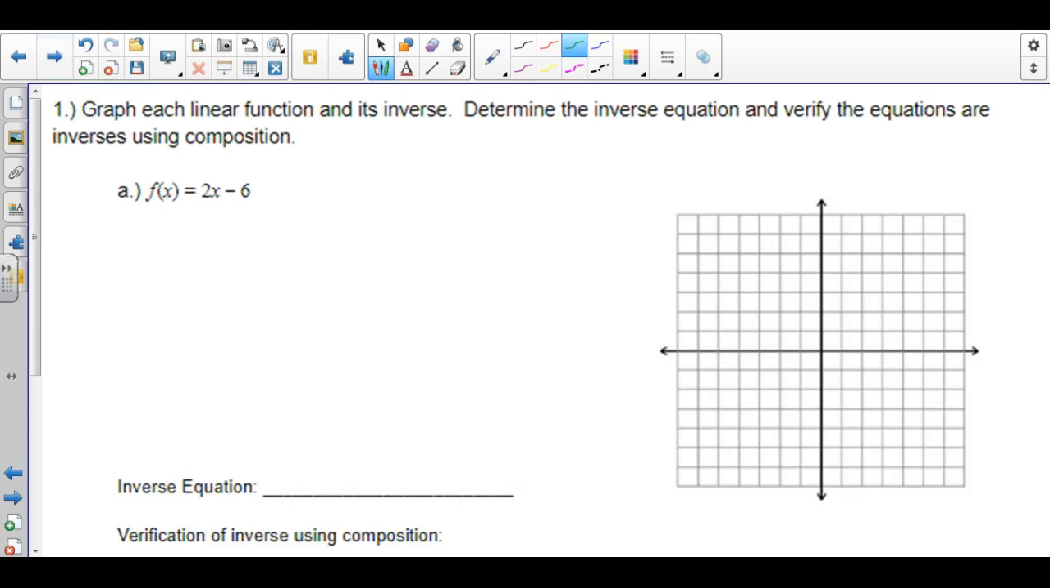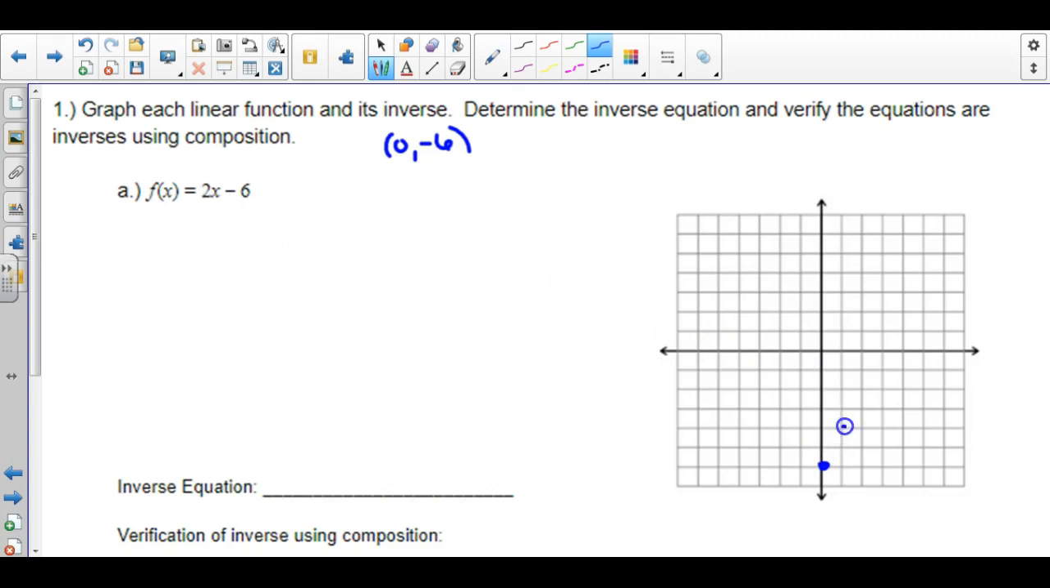So I'm going to give it a go on this. This way we can actually see what the graph of the original function looks like, and then what the graph of our new function is going to look like. So I'm going to start off just graphing this function. f of x equals 2x minus 6 is a line, a linear relationship with a y-intercept of (0, negative 6). And then my slope would be up 2 and over 1.